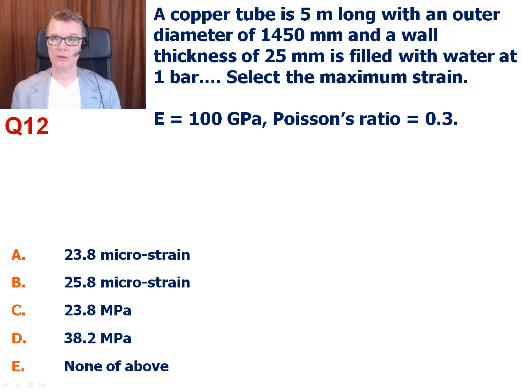Okay, question 12 here. A copper tube, 5 meters long, with an outer diameter of 1,450 millimeters. Outer, notice it says, and with a wall thickness of 25 millimeters. It's filled with water at 1 bar. What's the maximum strain?